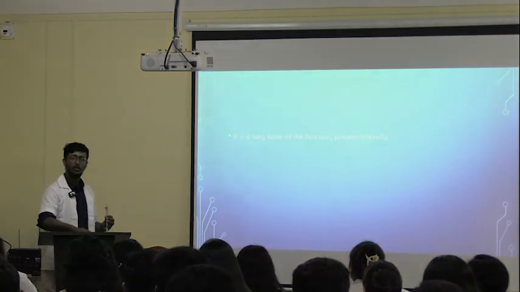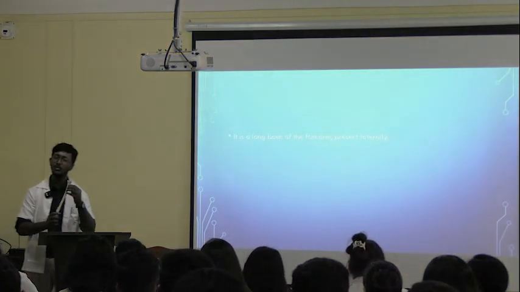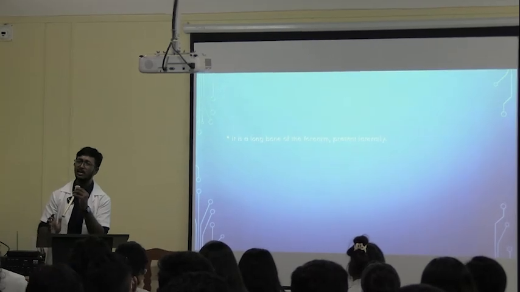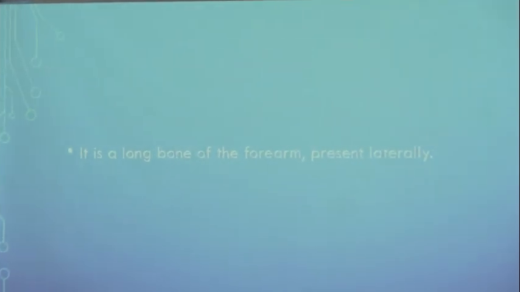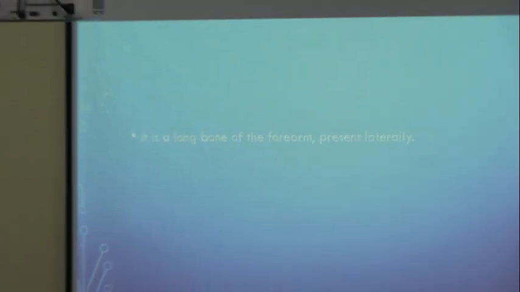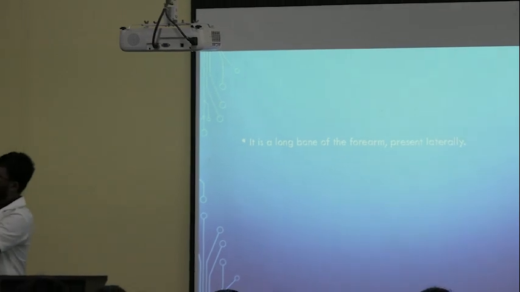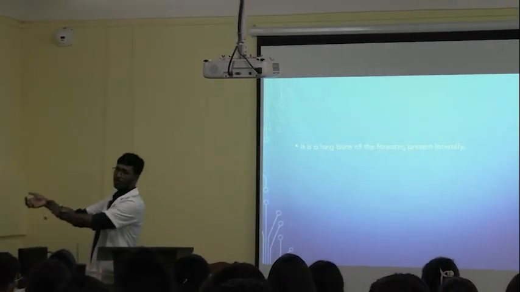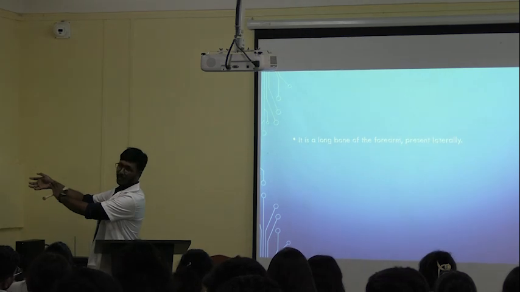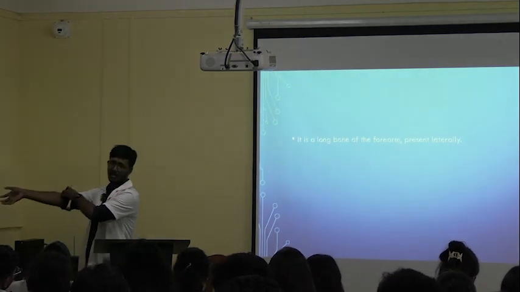So basically it is a long bone of the forearm and it is homologous with our tibia. Tibia is present in the lower limb. This is placed laterally, like this is our forearm, this is our arm. In the upper limb we have the arm, the forearm, the wrist, and the hand. In the forearm we usually get the pulse here, the radial pulse. So this is the radius.